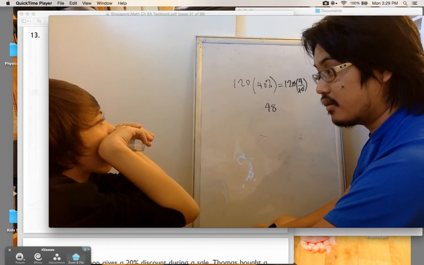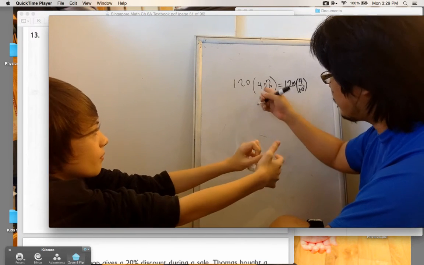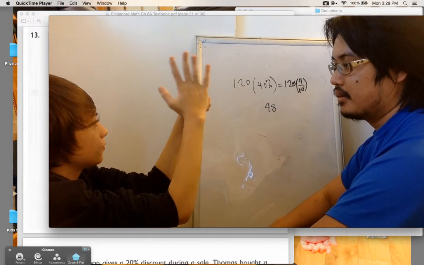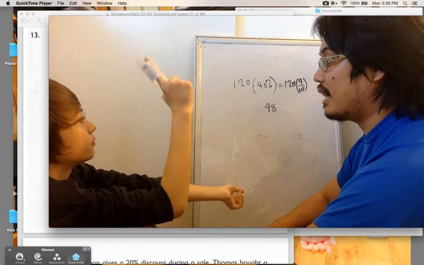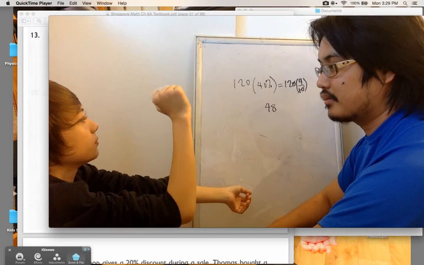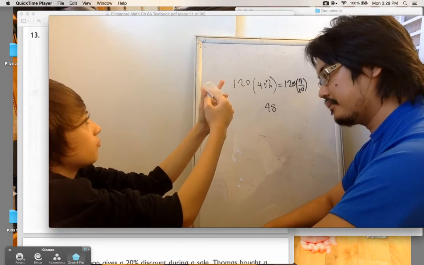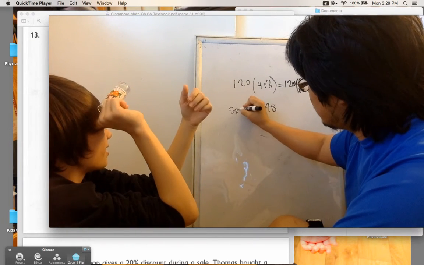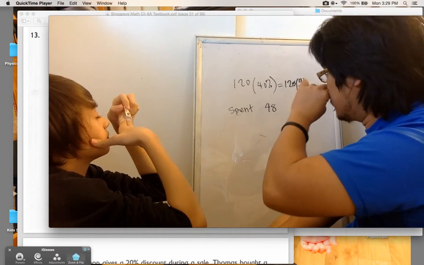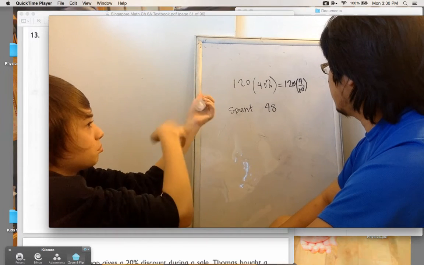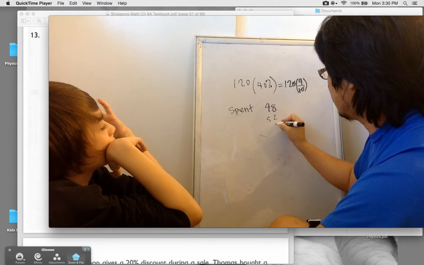How much money he has left over? No, 48 is the number. It's not the percent. The percent was 40%. It's the cost of his watch. So, how much money does he have left over? 48? No. He spent 48. He has 52. 52.